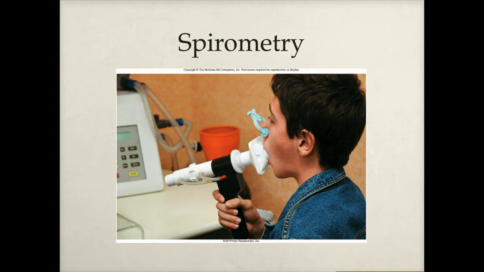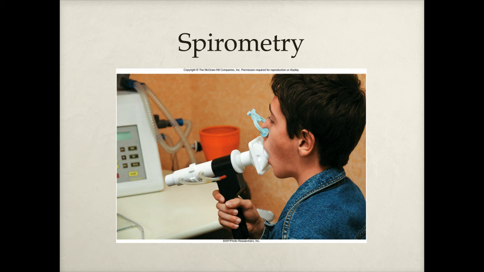So a lot of lung volumes are measured by something called spirometry. And this measures a person's pulmonary ventilation. And remember, ventilation is simply the movement of air in and out of the lungs. And a patient breathes through a device such as this, and it's able to record the rate that air is flowing through the device and also records the volumes that a person is either inhaling or exhaling.